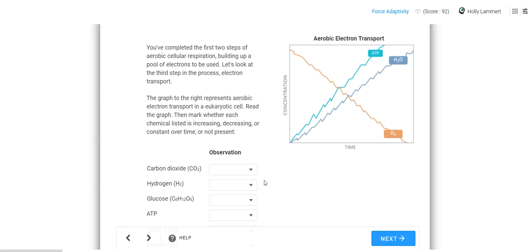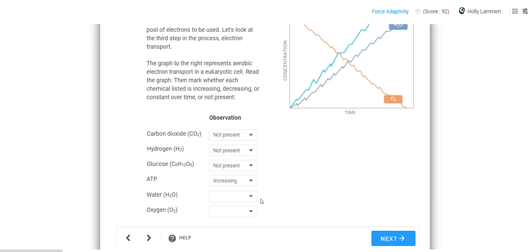So here I see carbon dioxide, not present. Hydrogen, not present. Glucose, we're long done with glucose. We've already broken it down. We got ATP increasing. We have water increasing. We have oxygen decreasing. Okay, so from here, I want to make some notes.